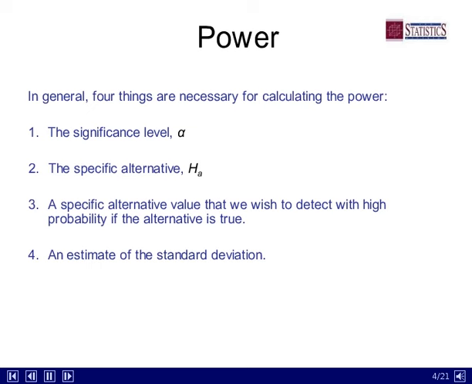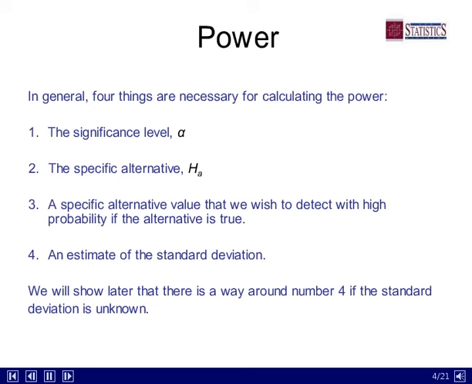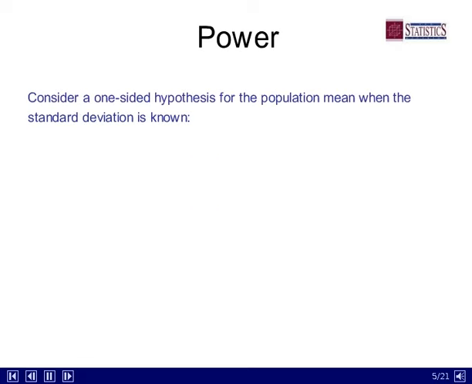Finally, we will need to know the standard deviation. That will play a role within the calculations because when you define that shift in step 3, we need to know how far out that shift is, so we need to have an idea of the general shape or variation to the curve, so we will need to know that. We will show later that there is a way around number 4 if we do not know the standard deviation, but the standard way of calculating it is to assume we know it.